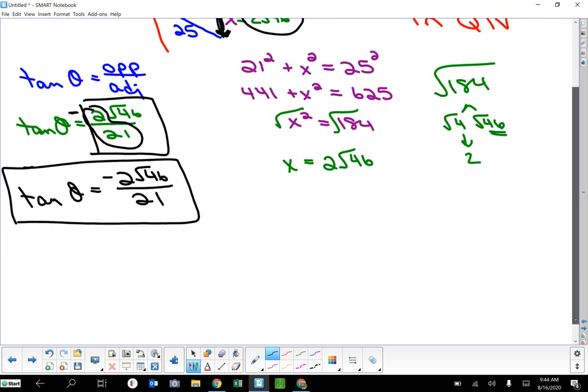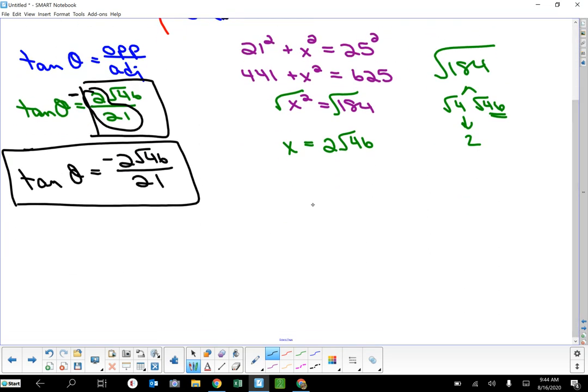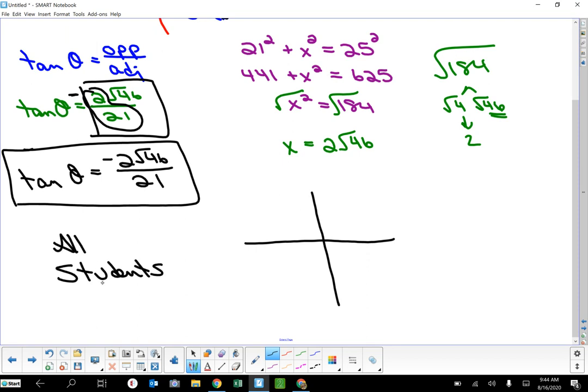And actually, let's talk about signs for a second. If you have the coordinate plane, there's this neat little mnemonic that is all students take calculus.